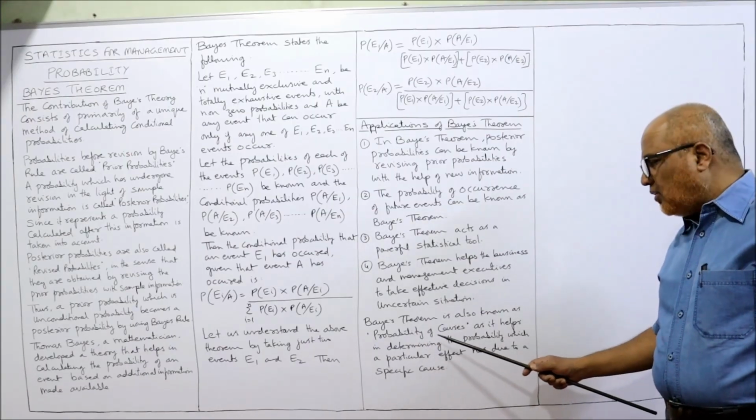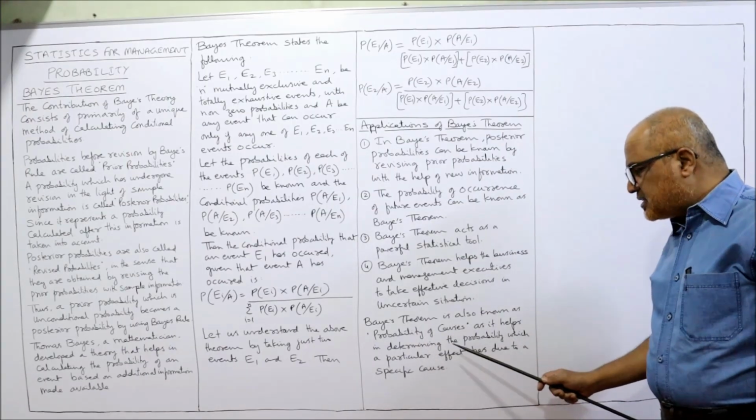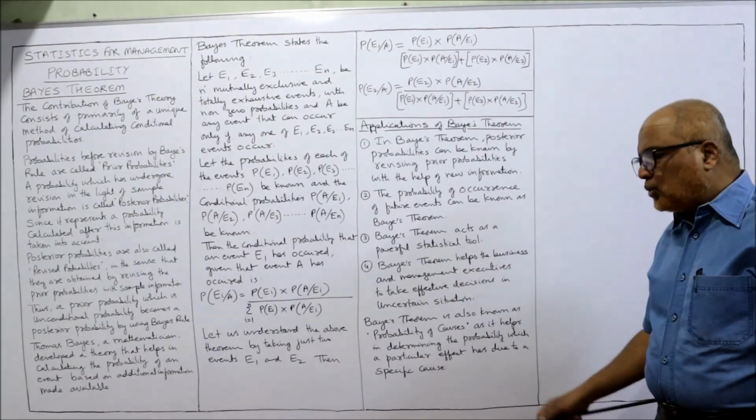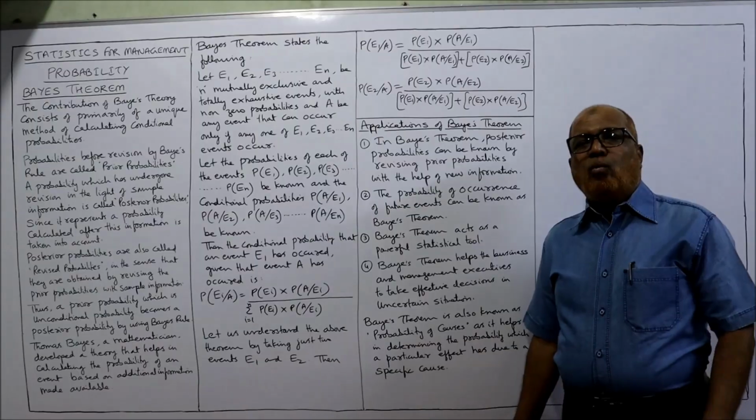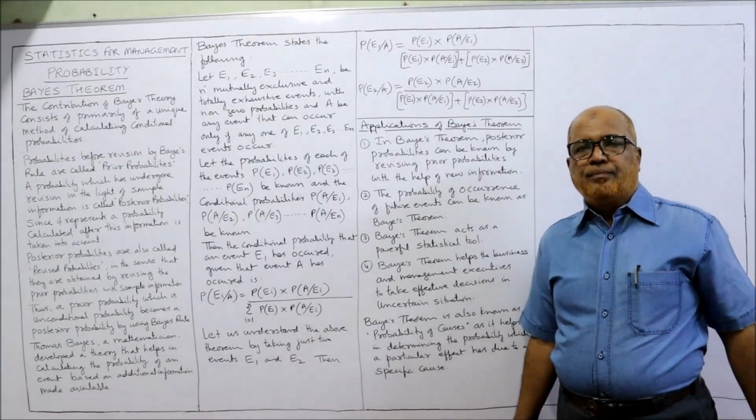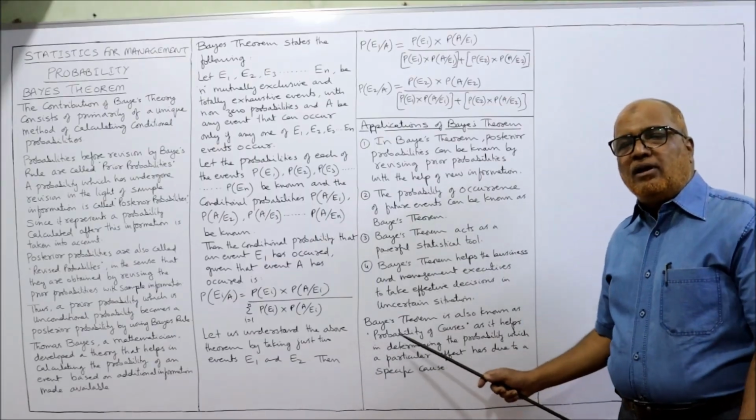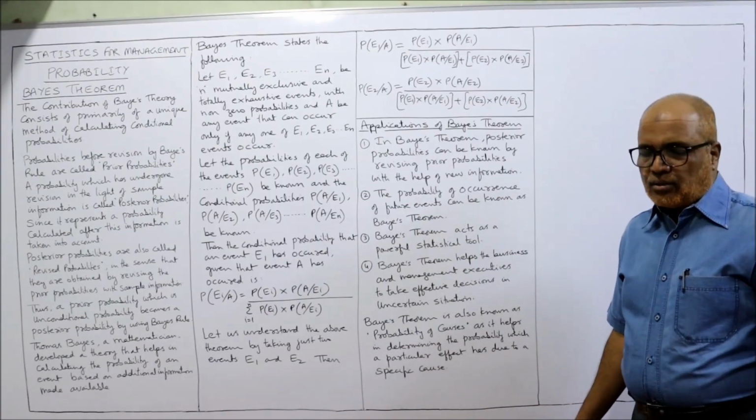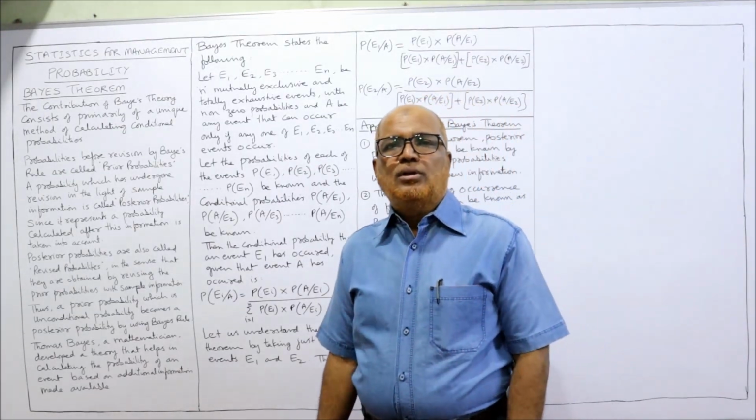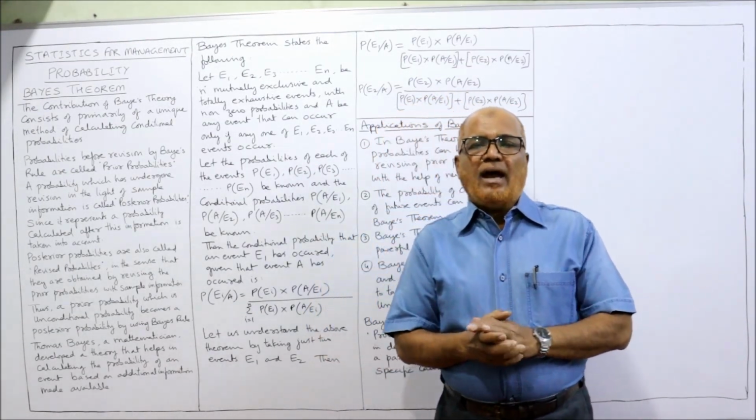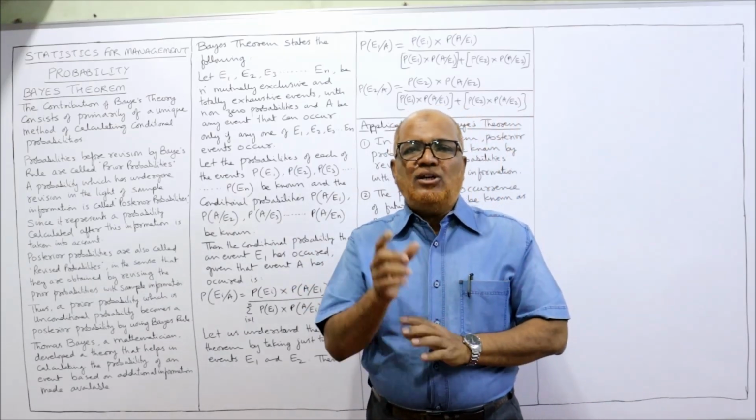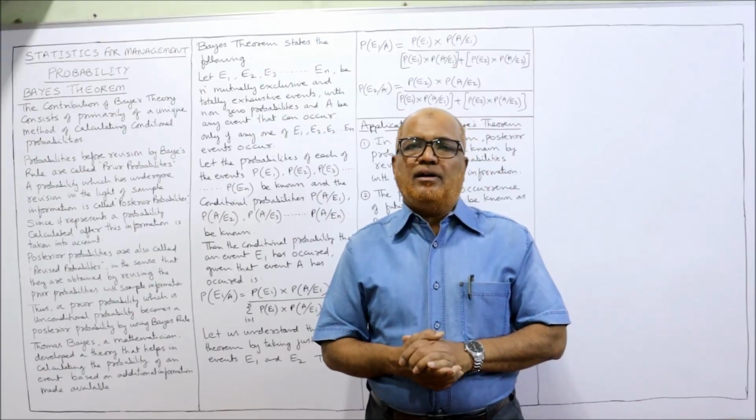Why is it called probability of causes? Because it helps in determining the probability that a particular effect has due to a specific cause. What is the effect on the probability due to a particular cause? That's why it is called probability of causes. That's all. So, in this video, I have explained the Bayes theorem and the application of Bayes theorem. This marks the end of the theoretical part of probability.